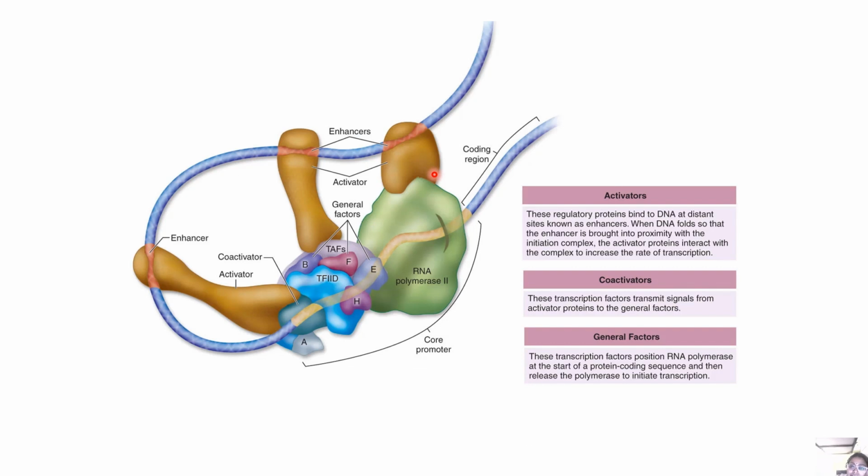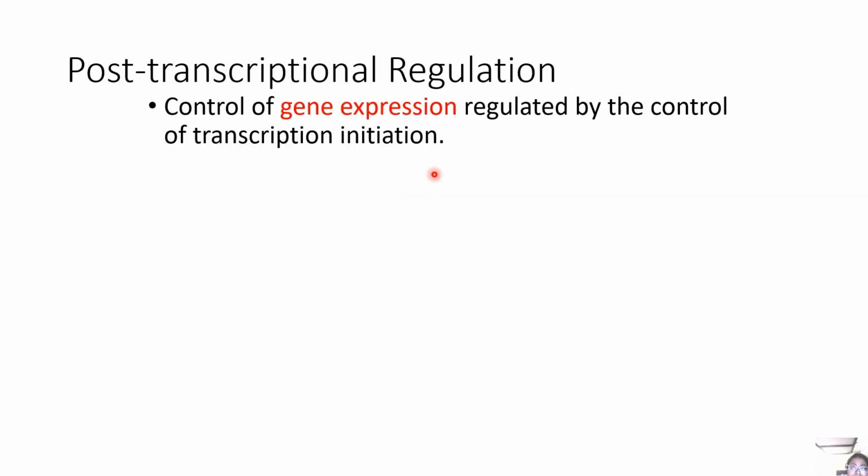Now what are activators? These regulatory proteins bind to DNA at distant sites known as enhancers. When the DNA folds so that the enhancer is brought into proximity with the initiation complex, the activator proteins interact with the complex to increase the rate of transcription. These transcription factors transmit signals from the activator proteins to general factors, and position RNA polymerase at the start of a protein coding sequence and then release the polymerase to initiate transcription.